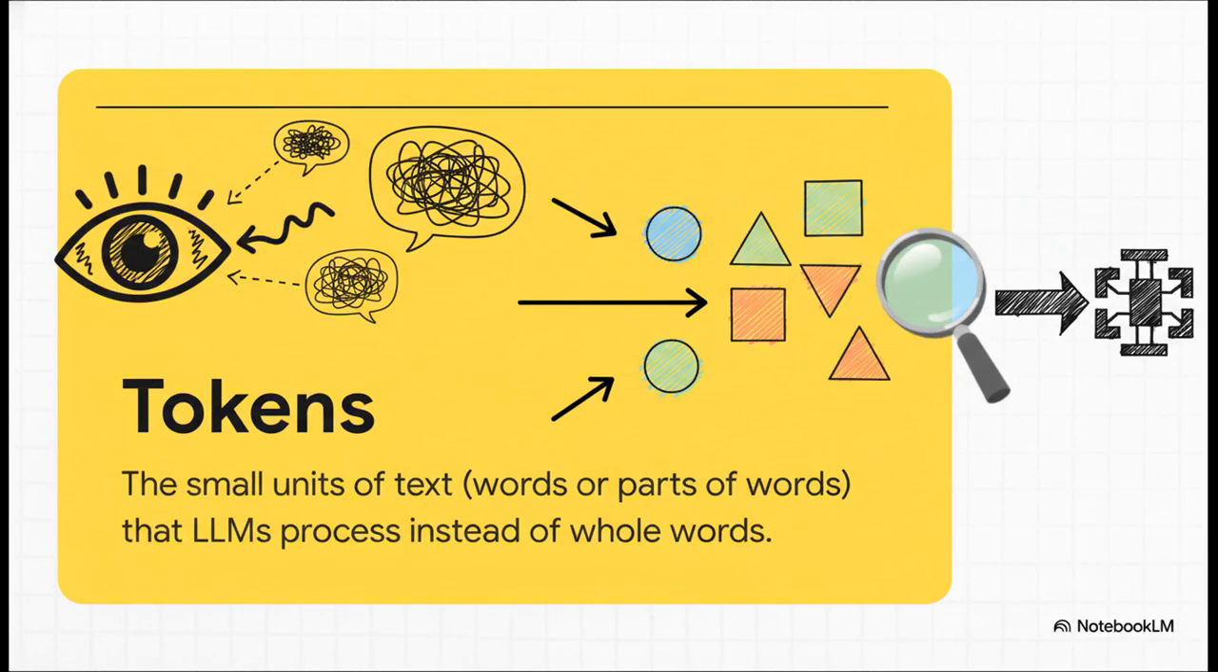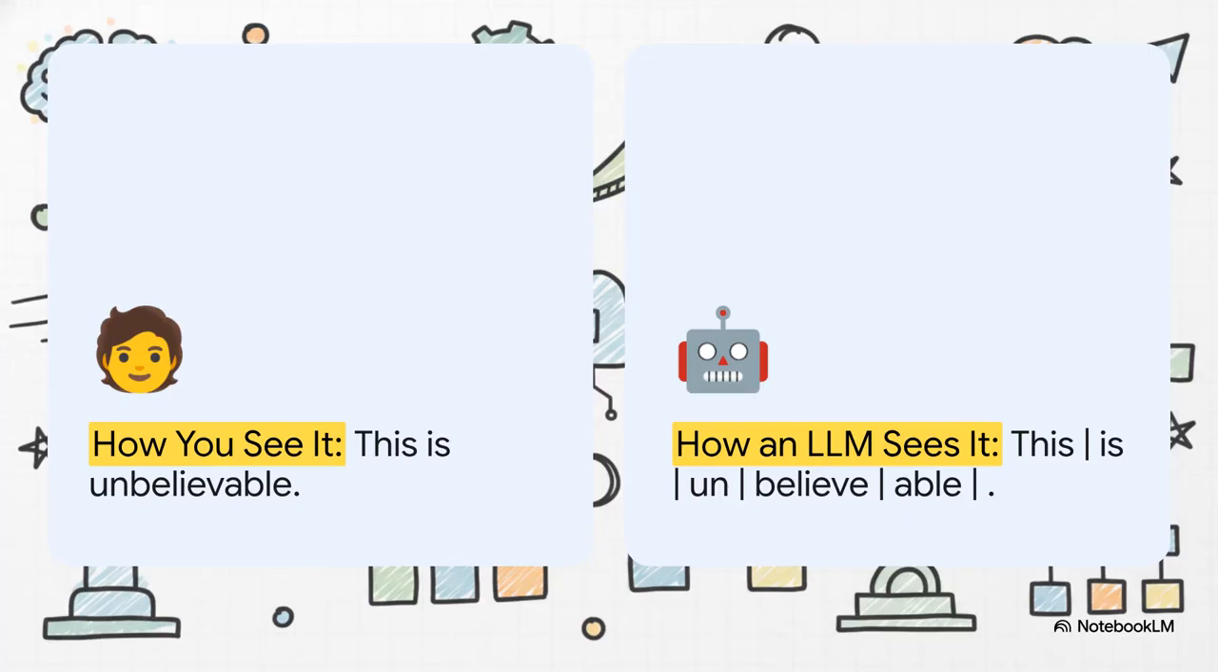So how do these engines actually read? Well, not word for word like we do. They break all text down into smaller pieces called tokens. A token might be a full word, but often it's just a fragment, like a syllable. Think of these as the fundamental building blocks of language for an LLM. So for example, you or I would see the sentence, "This is unbelievable." But an LLM sees a sequence of tokens. This, is, unbelievable, and a period. It's a completely different way of processing language, and understanding this is key to everything that follows.